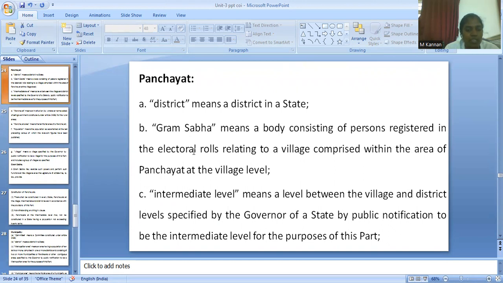So coming to Panchayat, a district means a district in the state. A Gram Sabha means a body consisting of persons registered in the electoral rolls relating to a village comprised within the area of Panchayat at the village level. Intermediate level means a level between the village and the district levels, specified by the governor of the state by public notification to be the intermediate level for the purposes of this part.